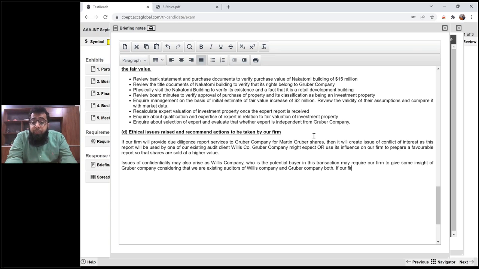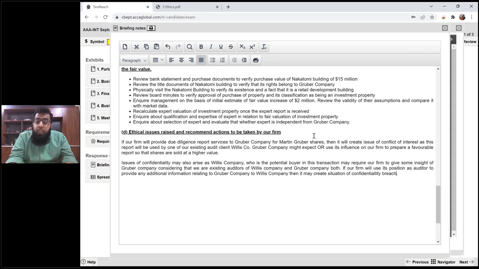If our firm uses its position as auditor to provide any additional information relating to Gruber company to Willis company, then it may create a situation of confidentiality breach.